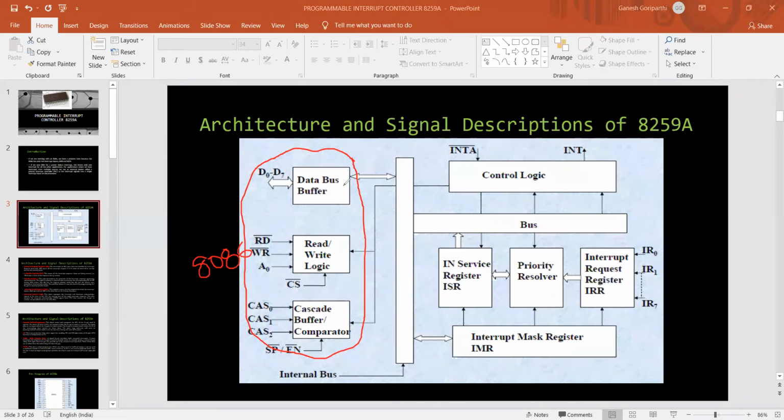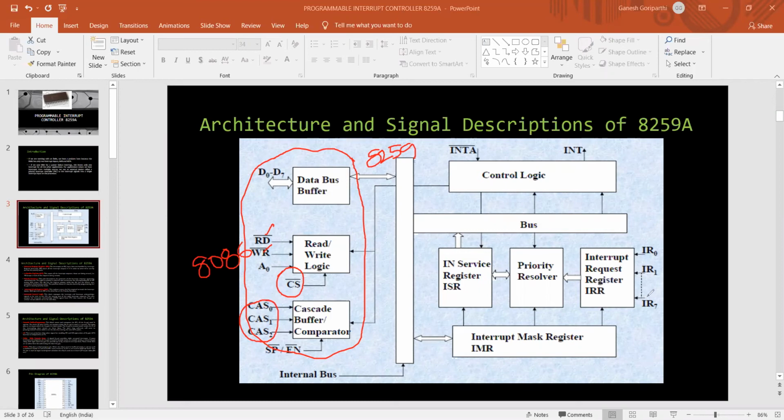So data bus buffer, you know what is the function of data bus buffer. It transfers data between 8086 and 8259. Between these two you will have communication, and that communication of data will be done through this data bus buffer. Similarly, read operation and write operation will be done here, and this particular chip will be selected by using this chip select signal. And after this you have this cascade buffer control. I'll let you know the importance of this.